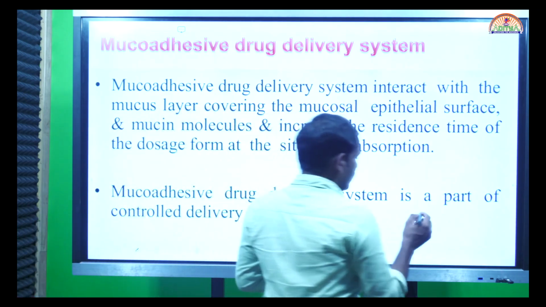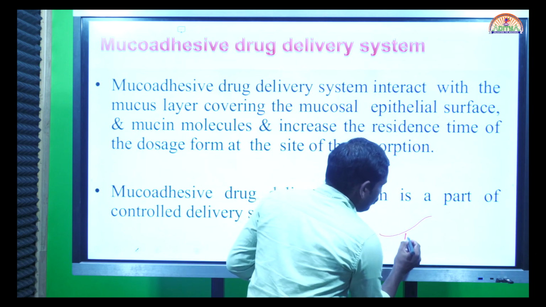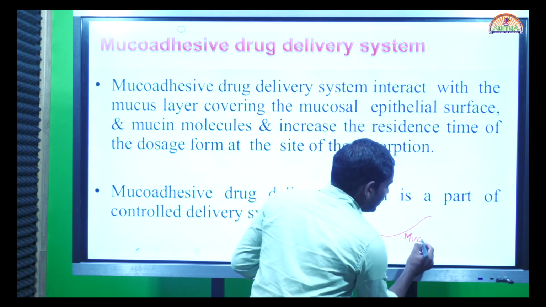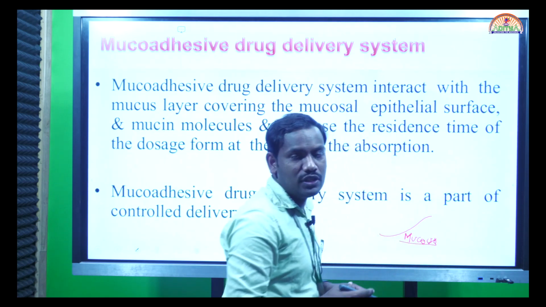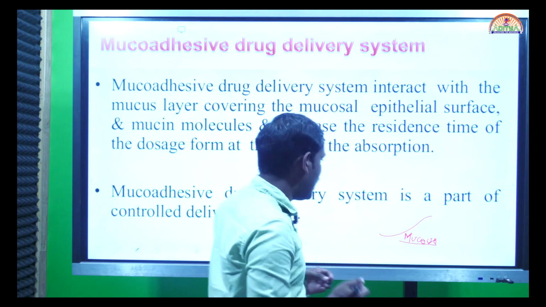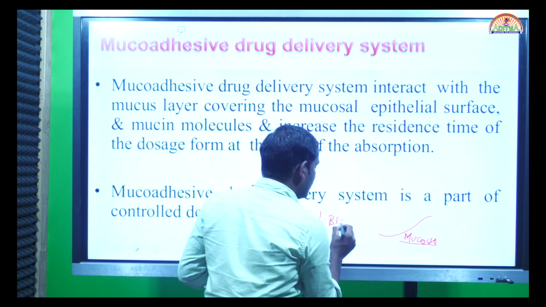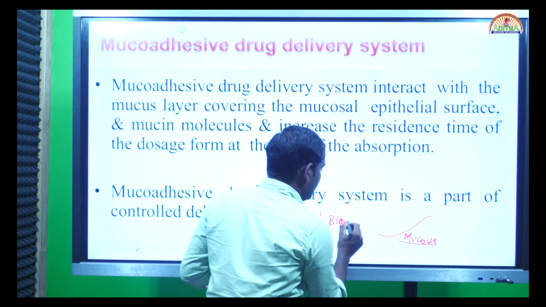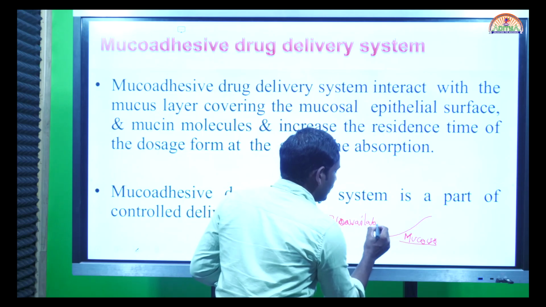So what are these muco-adhesive drug delivery systems? These are dosage forms which will attach to the skin or mucous membrane. Why is this mucous membrane attachment so essential? There are certain drug dosage forms which have less bioavailability. We know what is meant by bioavailability: it is the extent of drug that reaches the systemic circulation.